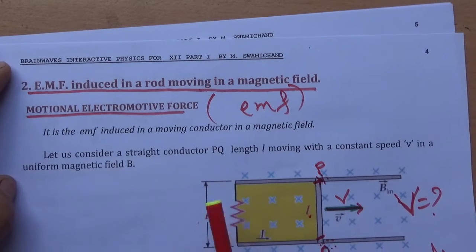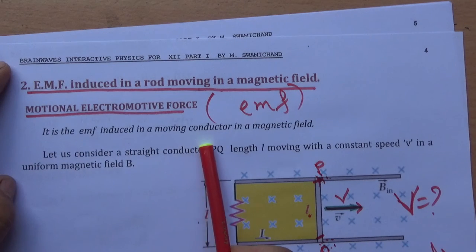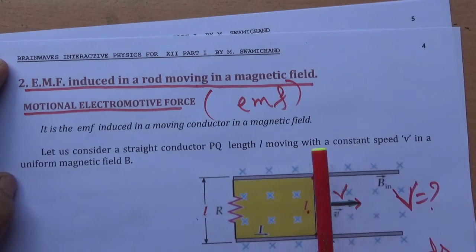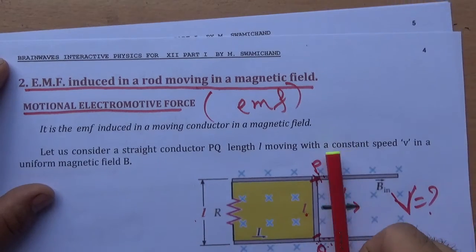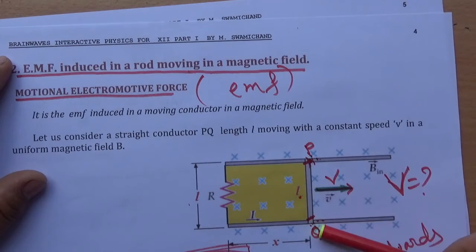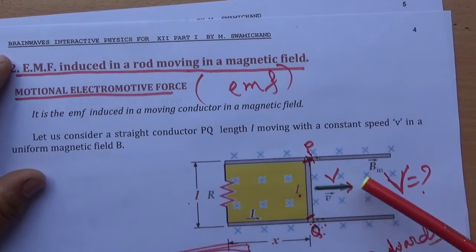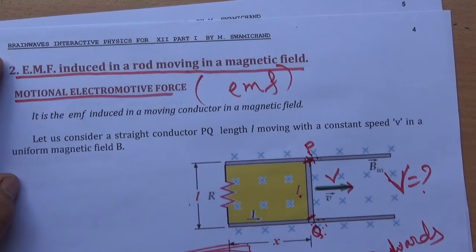The definition of motion EMF: it is the EMF induced in a moving conductor in a magnetic field. The potential difference developed across the length of the conductor is called motion EMF.